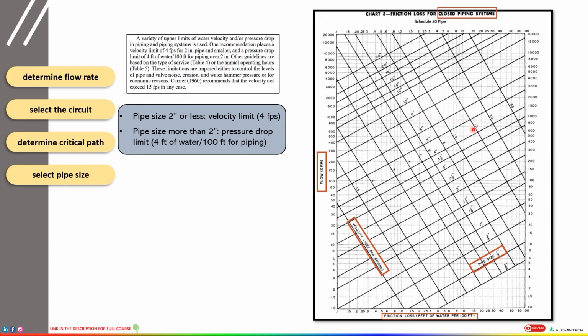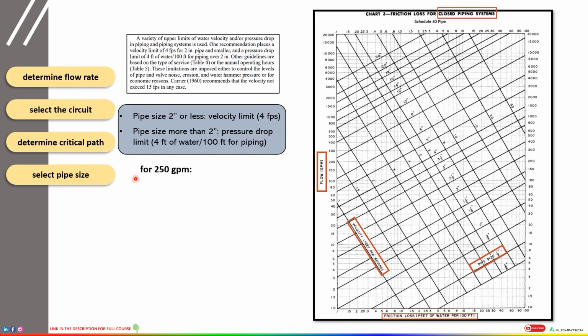So we cannot select any value beyond this. The maximum speed of water inside the piping can be up to 15 fps, not more than that. So this part of the chart will not be used in any case. All right. So we already know for the primary circuit, the flow is 250 GPM and 125 GPM.